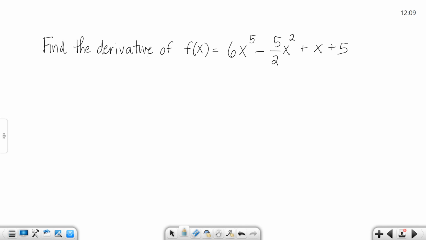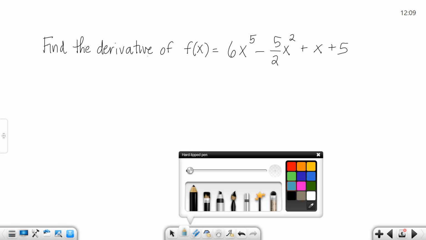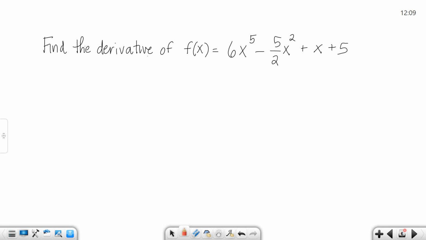Okay, so let's try one more of these power rule problems. I'm going to write out all the steps for this one, but you definitely can skip steps if you are inclined to do so.